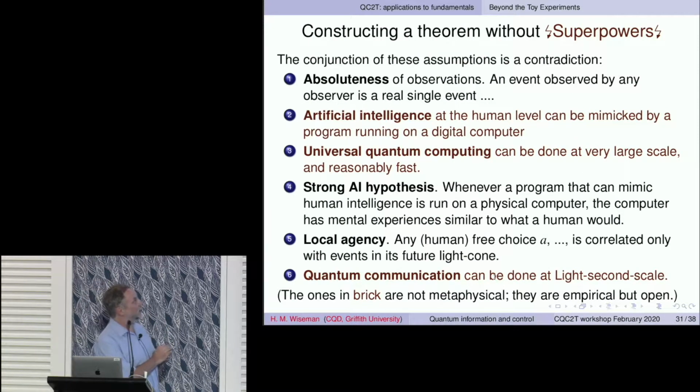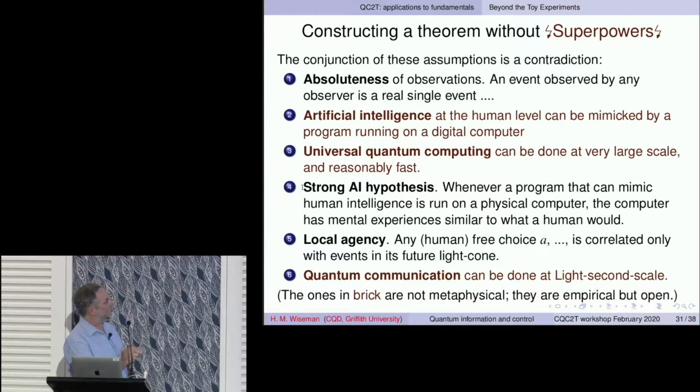But if we could do all of those things, then we could have a theorem something like this, which doesn't actually have superpowers. Extremely challenging, but not ridiculous, absolutely impossible superpowers. So this is the outline of the theorem. Again we're assuming absoluteness of observations. What we're assuming technologically is that artificial intelligence at the human level can be achieved on a digital computer, that universal quantum computing can be done at very large scales and reasonably fast, and quantum communication. It turns out we also need that for the experiment because of the space-like separation, and that also has to be on very large scales because of the time scales involved here.